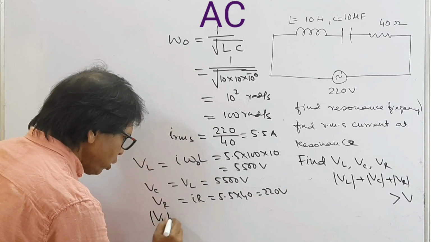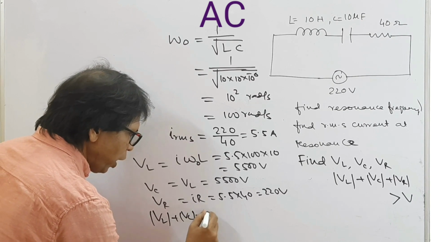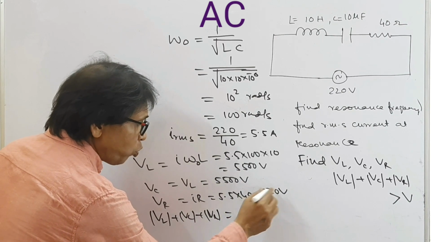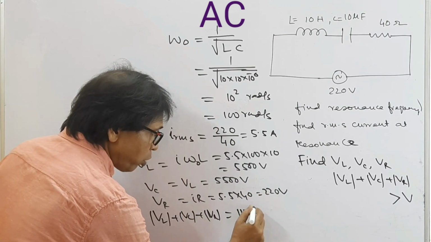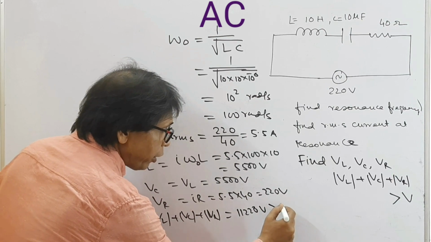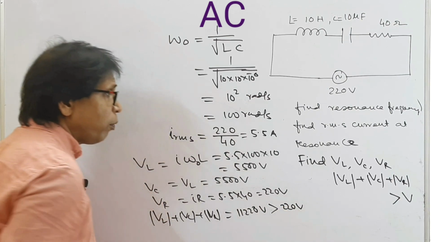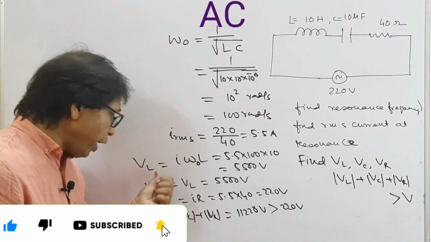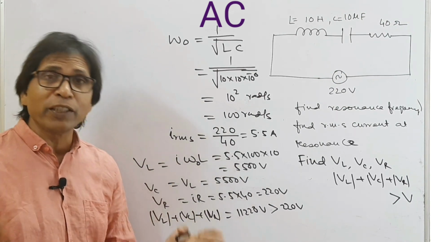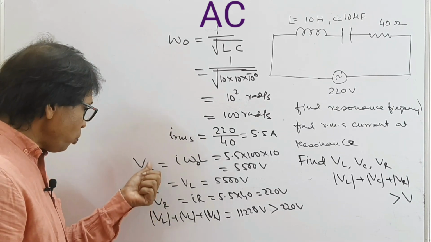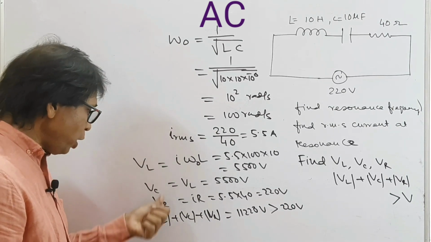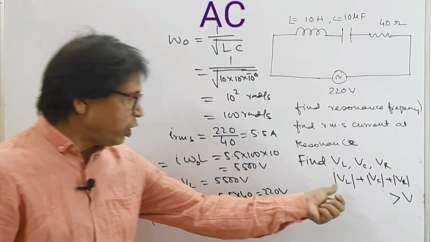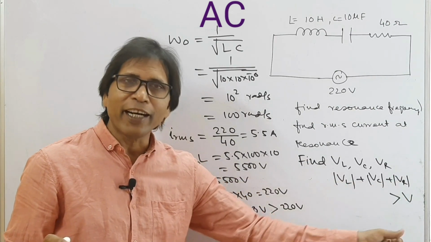VL plus VC plus VR is equal to 11,220 volt. This is greater than the applied voltage, 220 volt. Why does this occur? We know VL and VC are in opposite phase, and both VL and VC have a phase difference of 90 degrees with VR. That is why this plus this is greater than V.